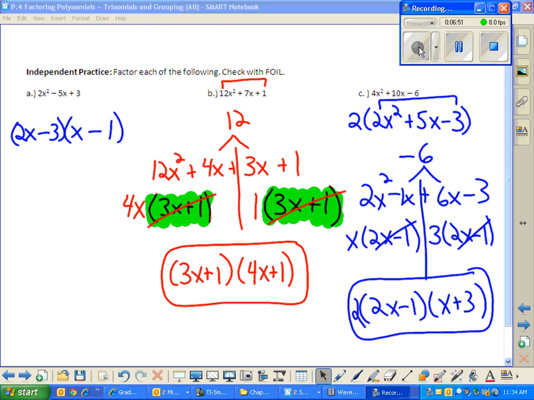Look at them carefully, especially with part C. That's the one I saw a couple of mishaps on. Part C, a couple people forgot to take out the greatest common factor first, so please make sure you do that.